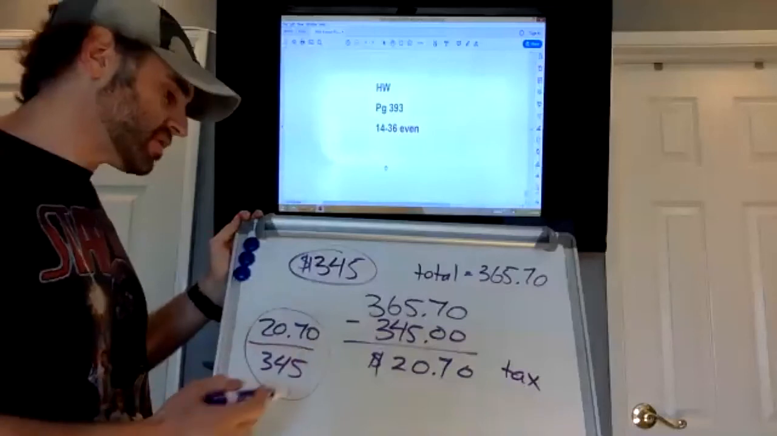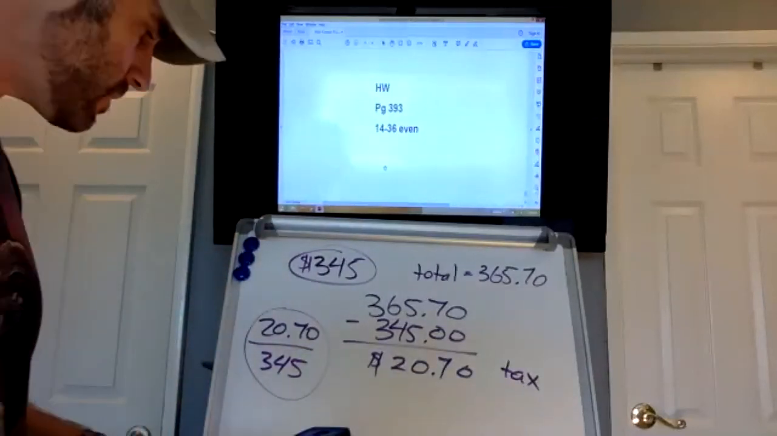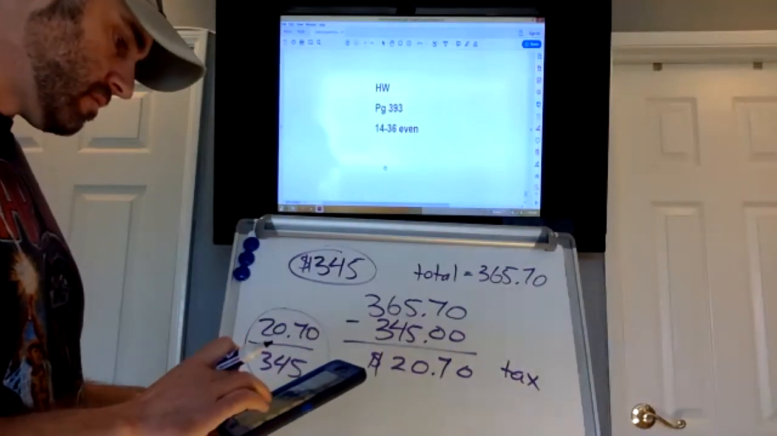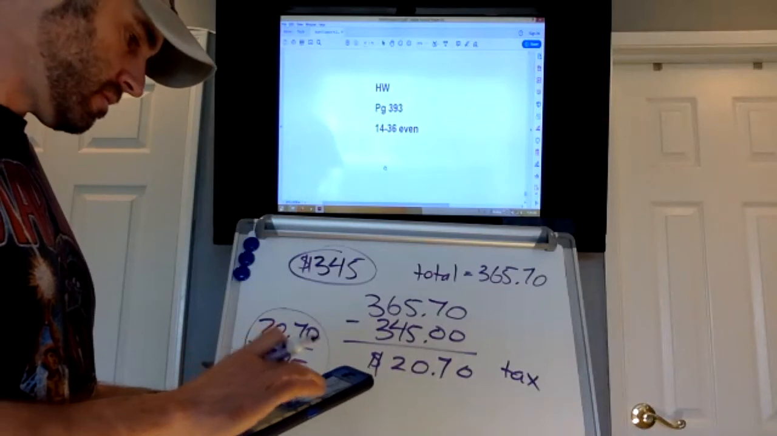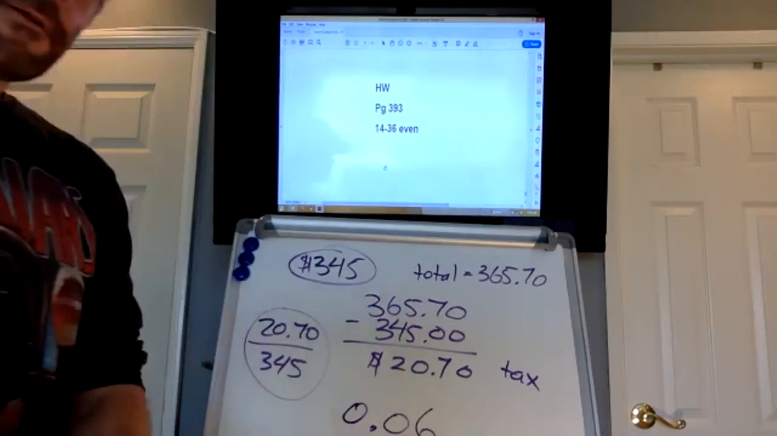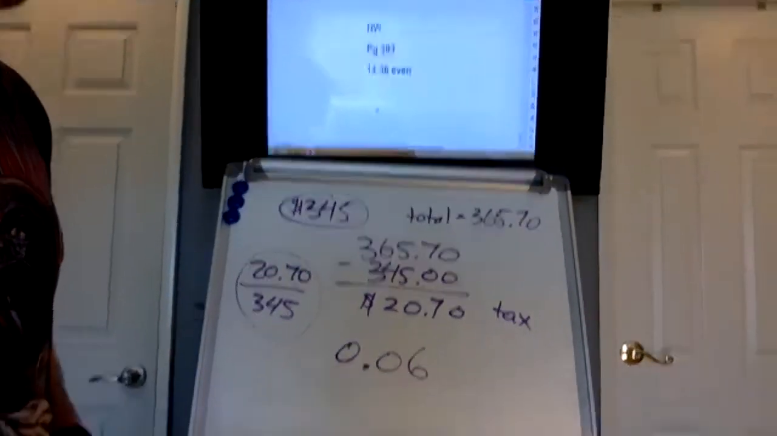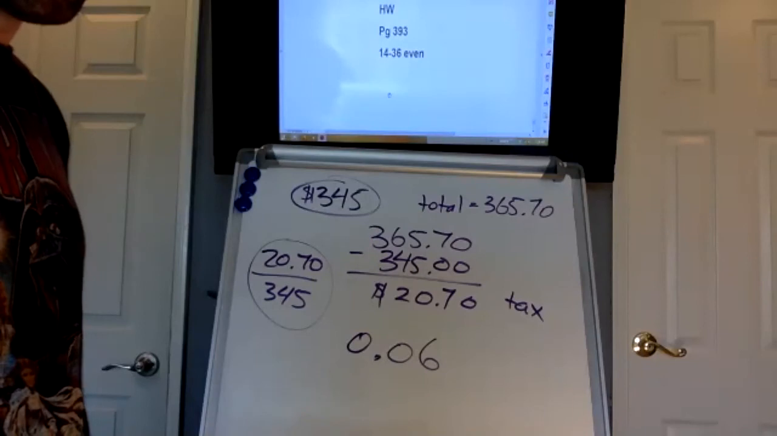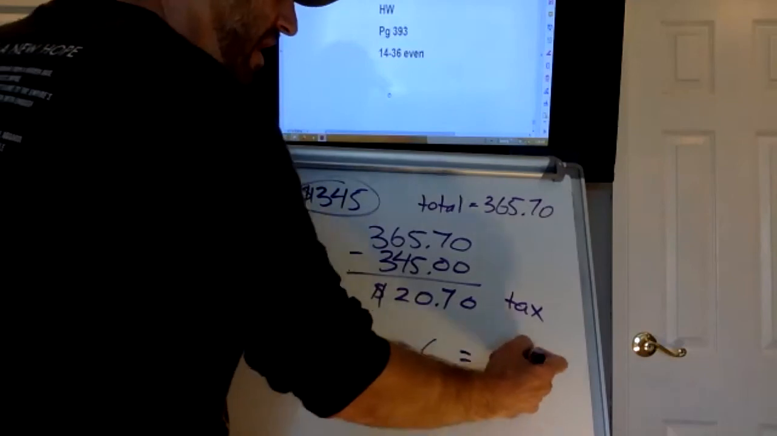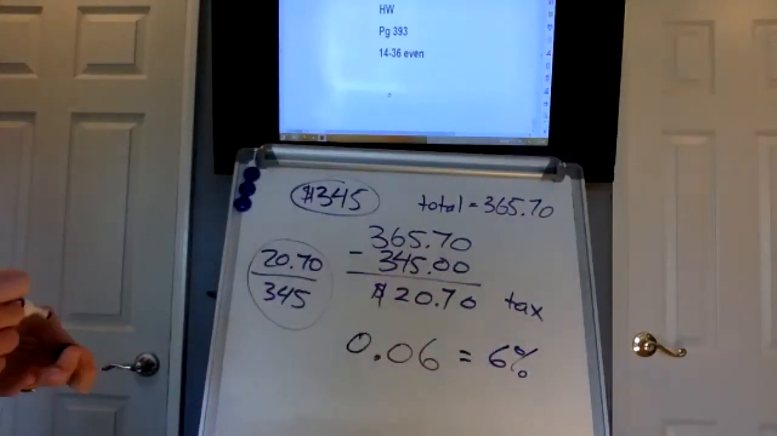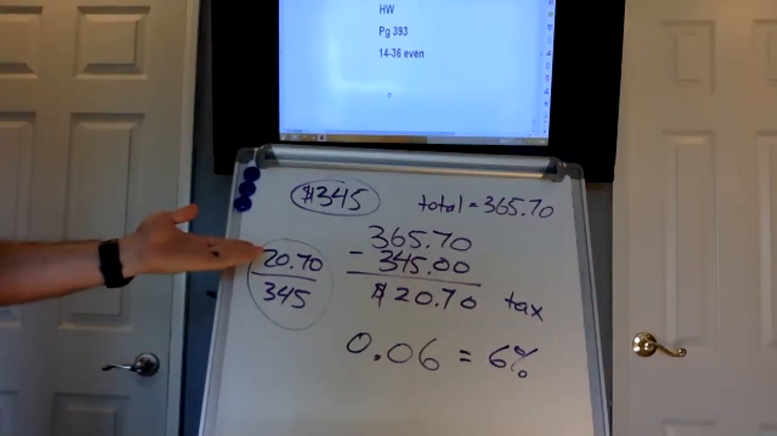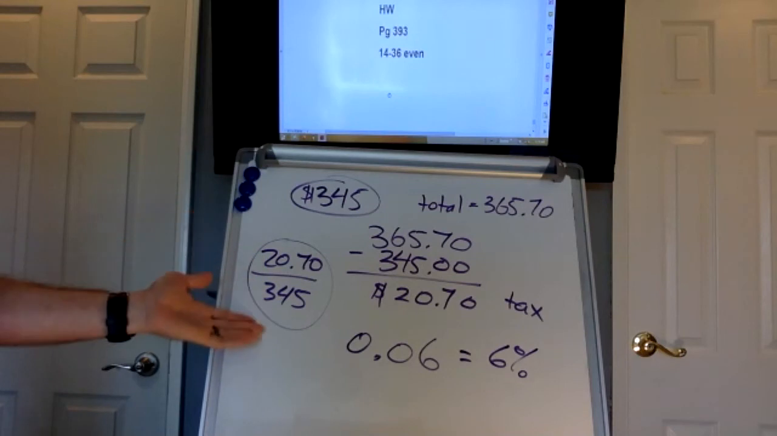When you divide this, you can even do it in your calculator right now, or by hand. That's fine. You get this. And what is that percent? What percent is 0.06? 6%. Yeah, it was a 6% tax. So the key is the amount of increase or decrease over the original.